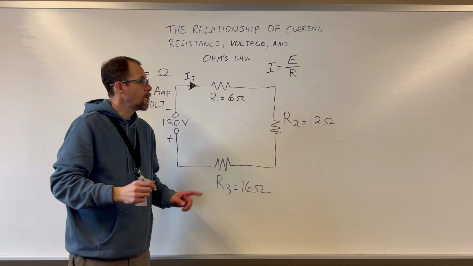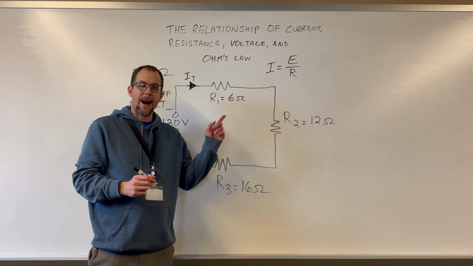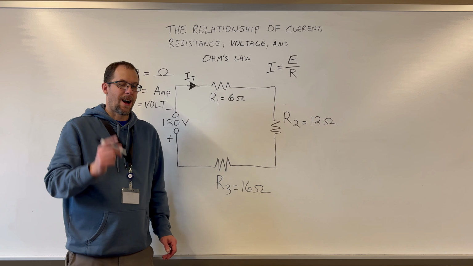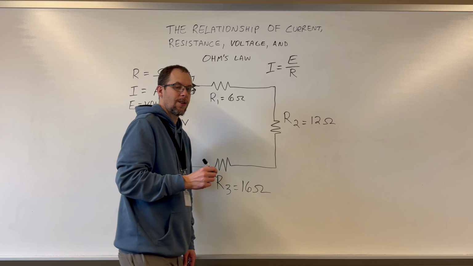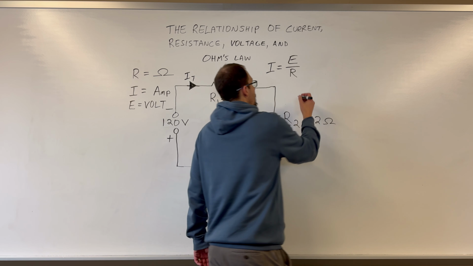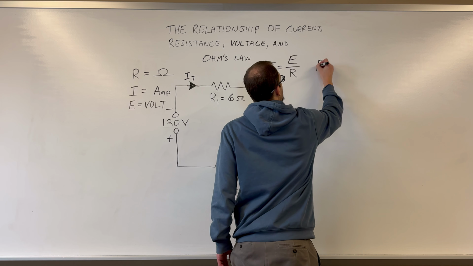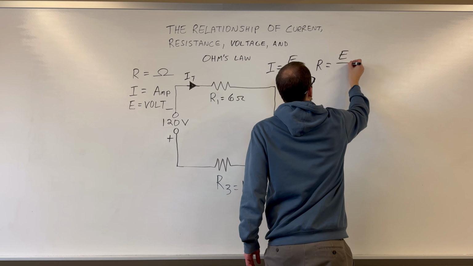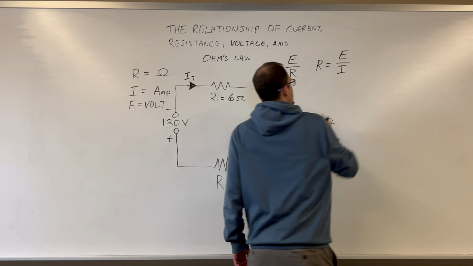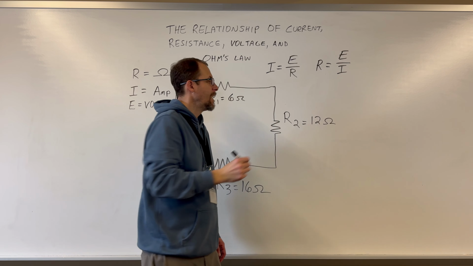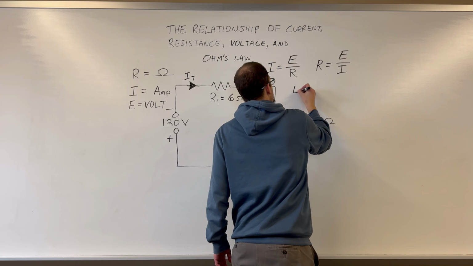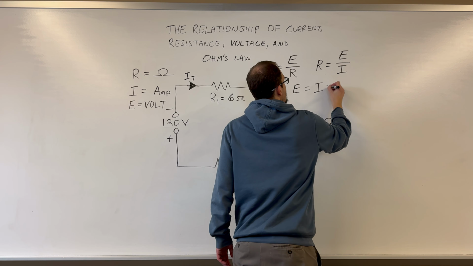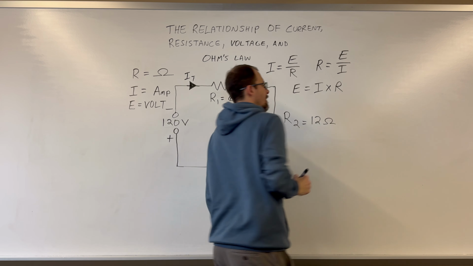Now there's two other formulas that we can grab off of this. Okay, we're going to do some quick transposing. I'm not going to do it here. I'm just going to show it to you. Then we also have R equals E, or voltage, over current. And finally, we have voltage equals current times resistance.